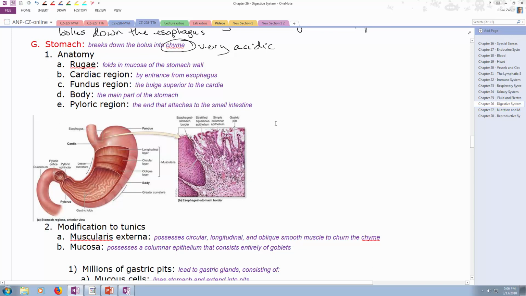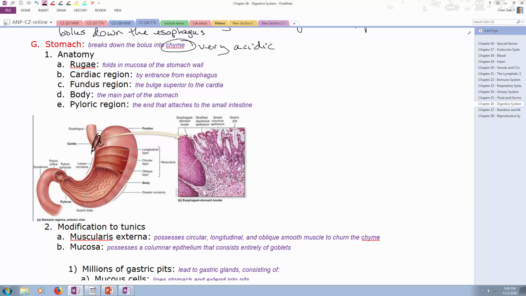Anatomically, when you open the stomach, if it is empty, you will see rugae. So rugae are folds in the mucosa of the stomach wall. If it's full, do you see rugae? No. And so empty stomachs will have rugae, full stomachs will not have rugae. We have an area of the stomach called the cardiac region. So right there where the gastroesophageal sphincter is, when we go on the other side, here is our cardiac region. It's a small area where the esophagus plugs in and just is the immediate stomach region.